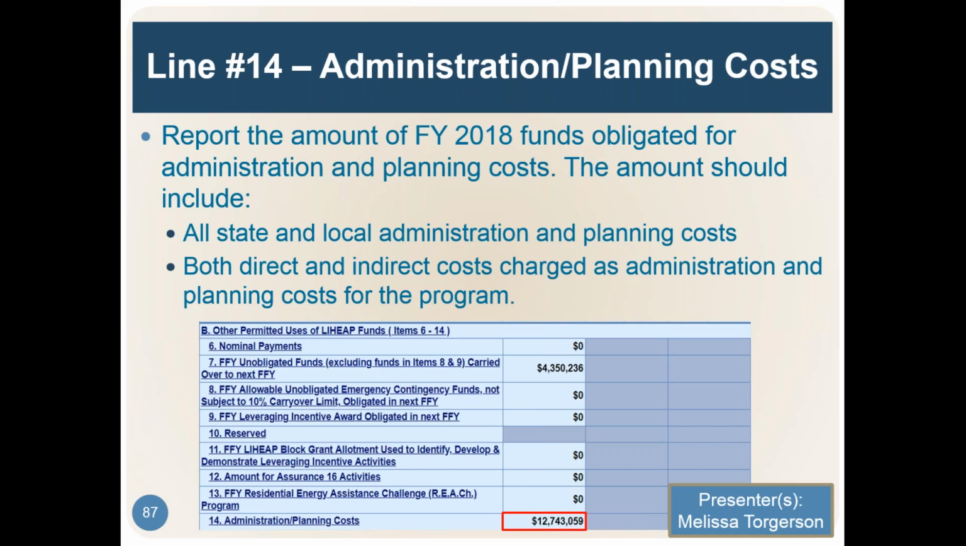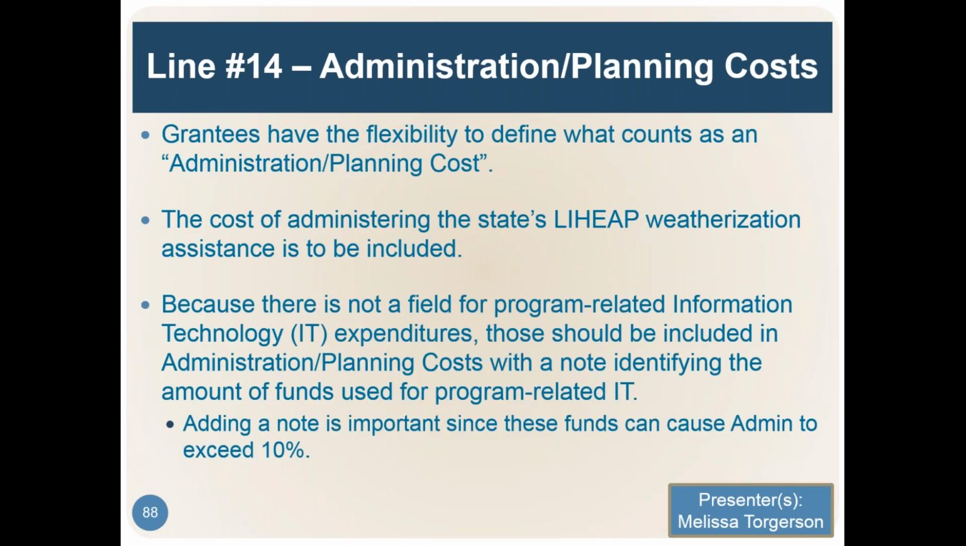If you want to go on to the next line here, grantees have flexibility to define what counts as admin versus program costs. So there's a whole issue brief in the clearinghouse about this. It's very good. I recommend that you all take a look at it if you're wondering how you could divvy this up, but your state should have it written somewhere what counts as admin and what counts as program. The cost of administration of the state's LIHEAP weatherization assistance should be included here.